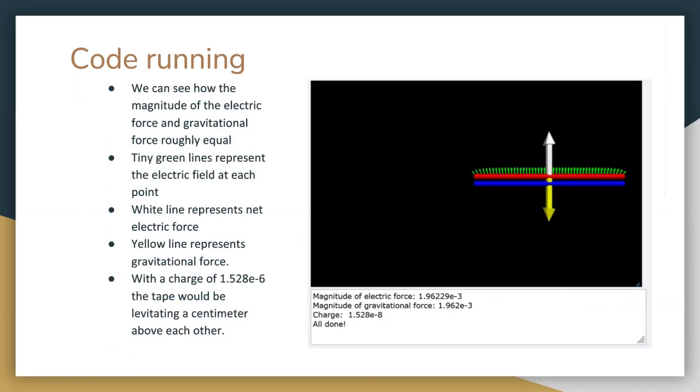So here's an example of my code running. I can't really provide a video because the net force is zero, so nothing's moving in the video. But we can see how the magnitude of the electric force and the magnitude of the gravitational force are about even, and we have a number displayed for the total charge resulting from this simulation. Each of the tiny green lines that you see represents the net electric field at that point, and you can see how it's sort of evenly distributed along the top. And all of those little green lines add up to the magnitude of the electric force, which happens to equal the magnitude of the gravitational force at the charge you see below.